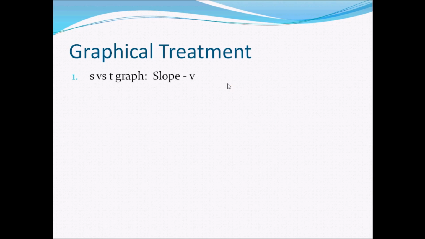So for the s versus t graph or the x versus t graph, remember x and s both are used interchangeably. The slope will give us ds by dt, which will be v. The area under the curve would give us the integral of x with respect to time, but that's not really a quantity which has any physical significance. The v versus t graph is more interesting. The slope will give us dv by dt, which is the acceleration, and the area under the graph will give us the integral of v dt, which would be the displacement.